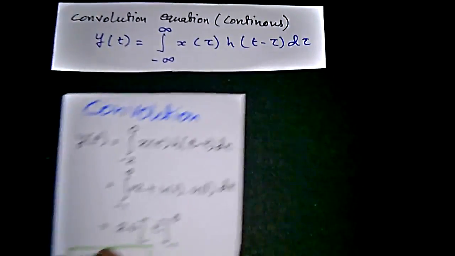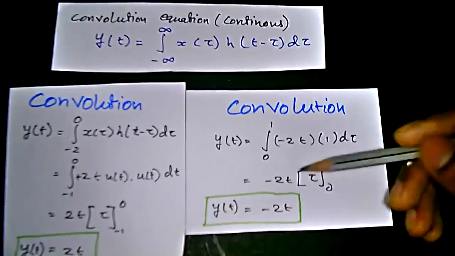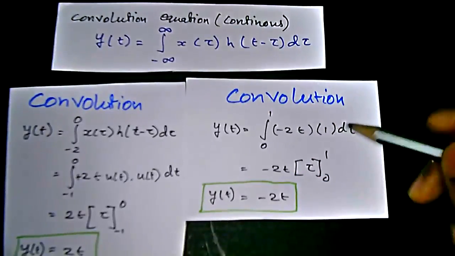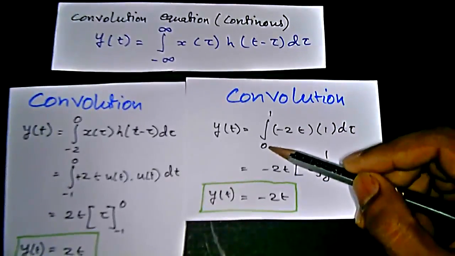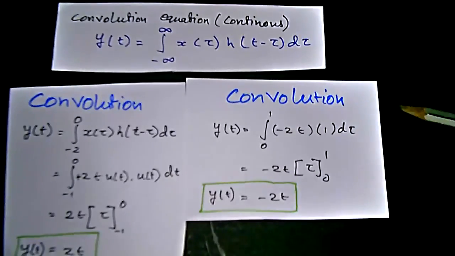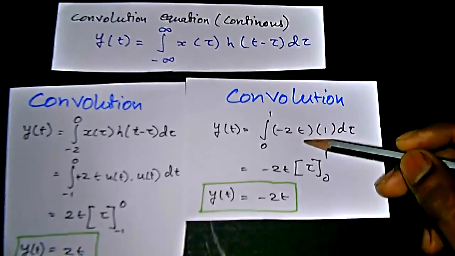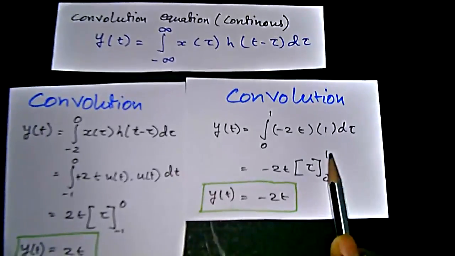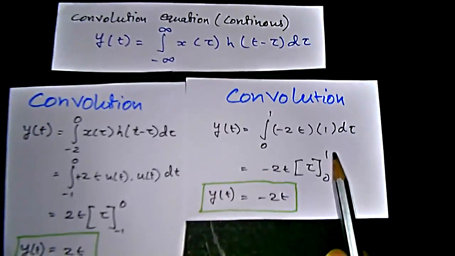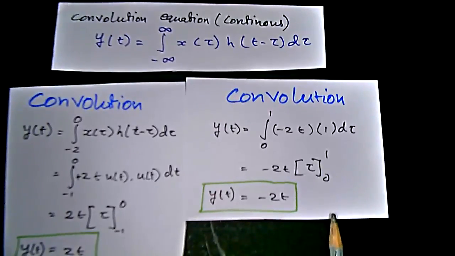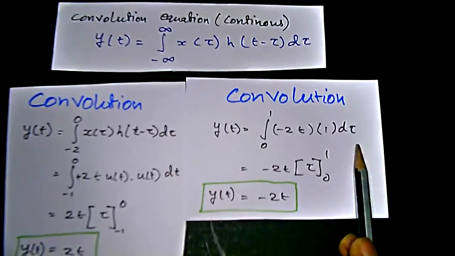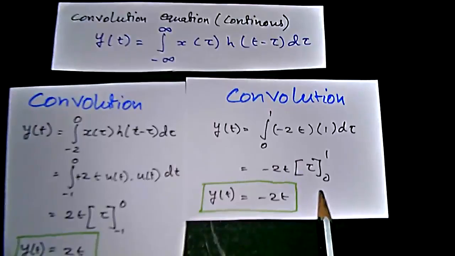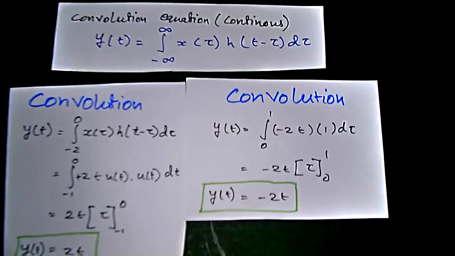On the other hand, we have the first coordinate element, like we saw in the shaded portion, that is the limit from 0 to 1. So we will have -2t. We already saw how it comes from here. So -2t times 1, that is the unit step signal h of t, which is equal to 1, d tau. We integrate that, put in the upper limit and lower limit, and we get minus 2t.